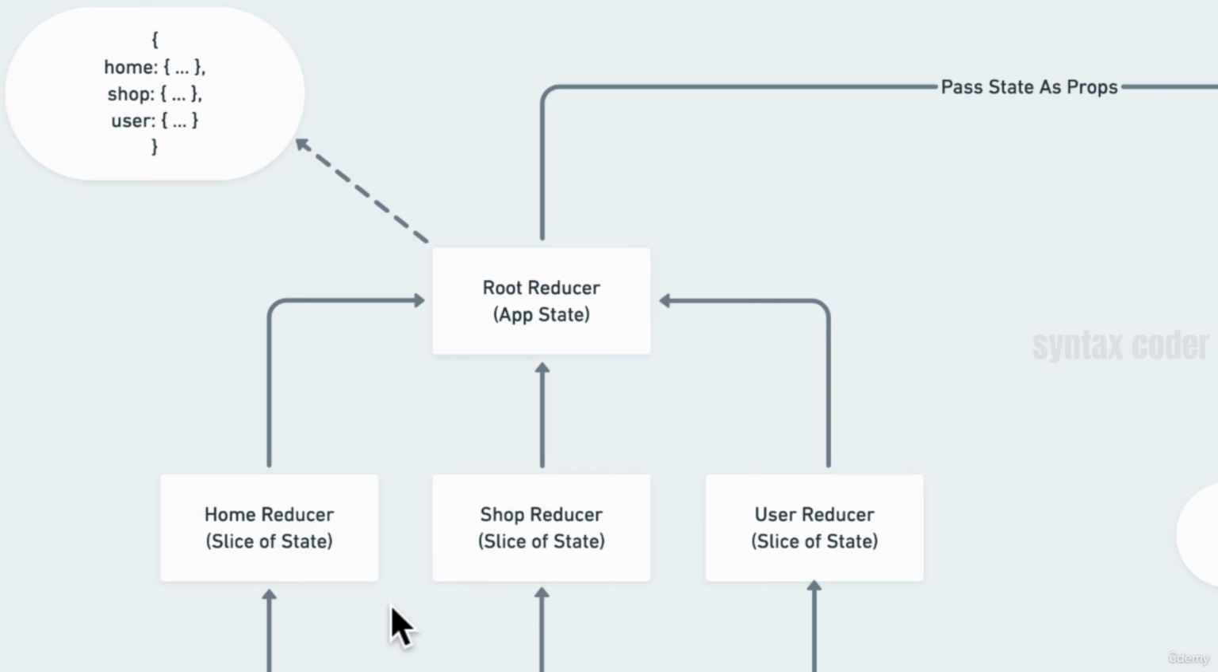Anything related to the shop, right, maybe all the shop items are going to be in the shop reducer. Anything related to the user, such as the current user or the address or whatever we can imagine with the user, we hold in the user reducer. And they're all just objects. And they all together compose the big object that is our root reducer. And you can visualize it literally as just a big object with a property of home that goes to some object with those home data, right? Home properties. Same thing with the shop. Same thing with the user.